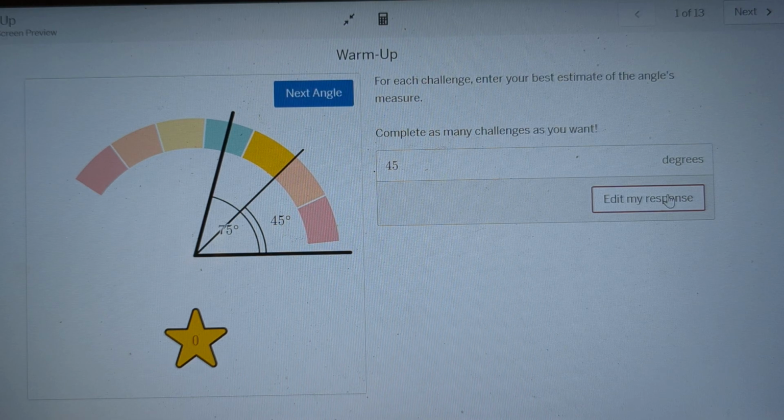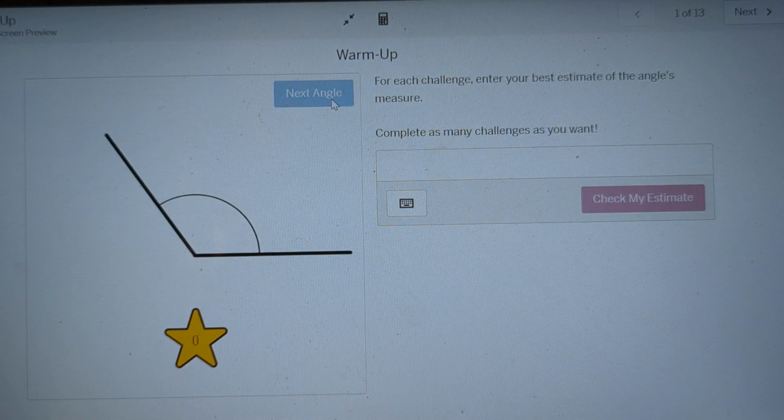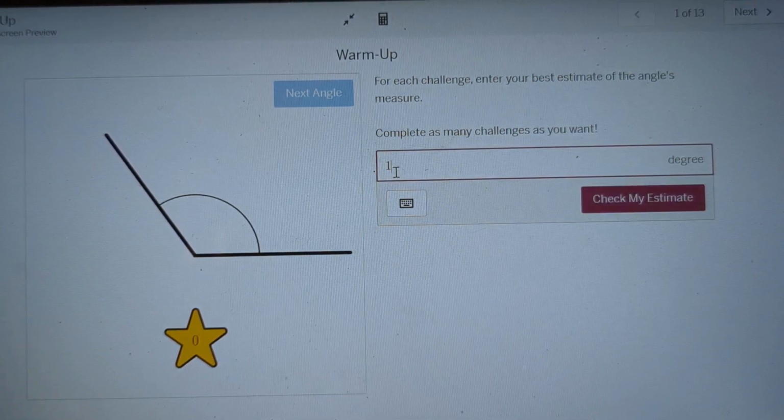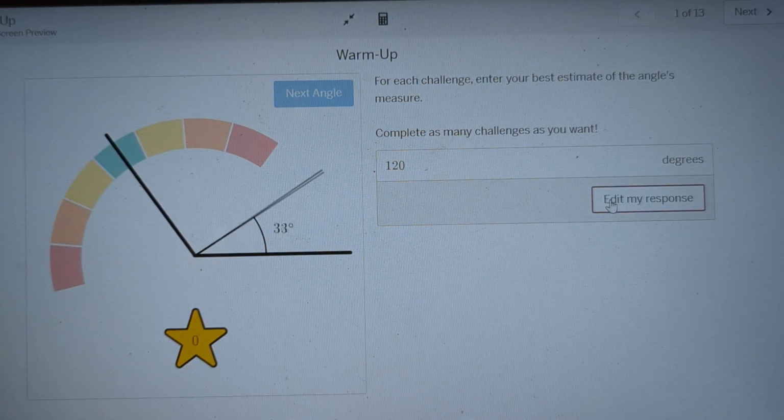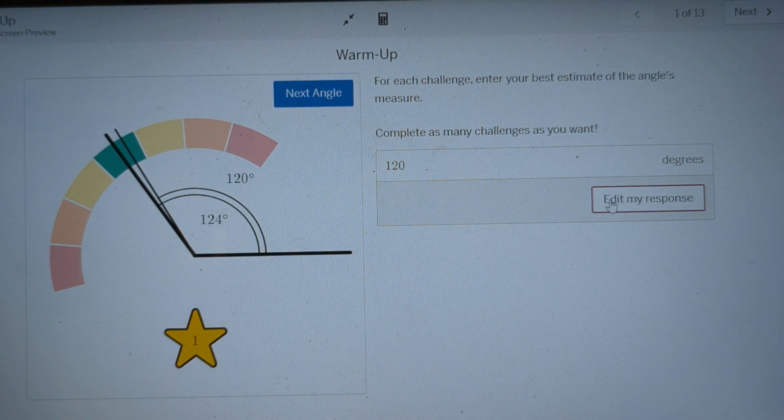Not enough, it's 75. So our angle number 2, we know that's probably obtuse because a right triangle will go this way. So let's do 120, just arbitrary. What do we get? Just about, it's at 124. And let's do one more.